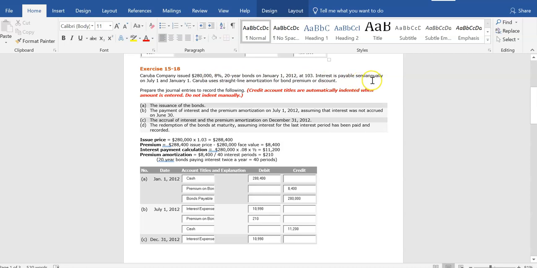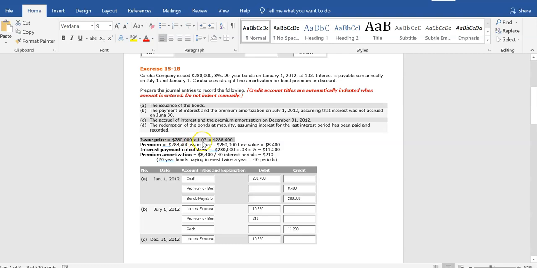Interest will be paid semi-annually, twice a year, on July 1st and January 1st. This company uses straight line amortization for the bond premium or the discount. We will prepare the journal entries. The first entry we need to record is when these bonds are issued. When we sell these bonds, we are selling them for 103%. I need to figure out how much I can sell them for. I will be selling them for 103% of their face value.